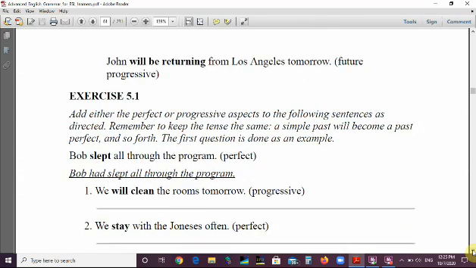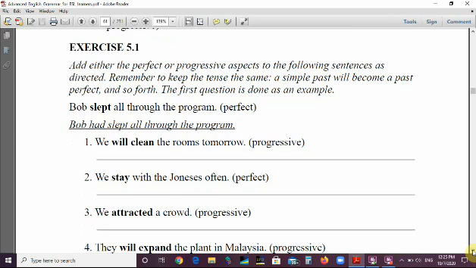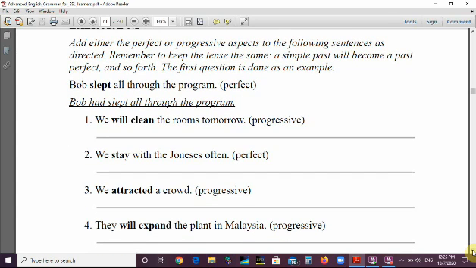Let's go to exercise 1. We'll do the first 2 or 3 sentences together. So, we have an example. Bob had slept all through the program. The original sentence is Bob slept. This is simple past. Make it perfect. The perfect of the same tense, past perfect. Okay, the answer is Bob had slept all through the program. Sentence 1, we will clean. Simple future, make it progressive, future progressive. We will be cleaning.